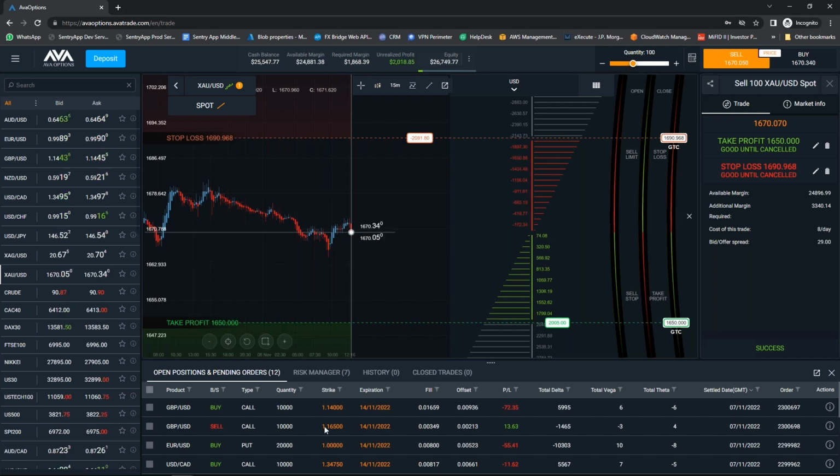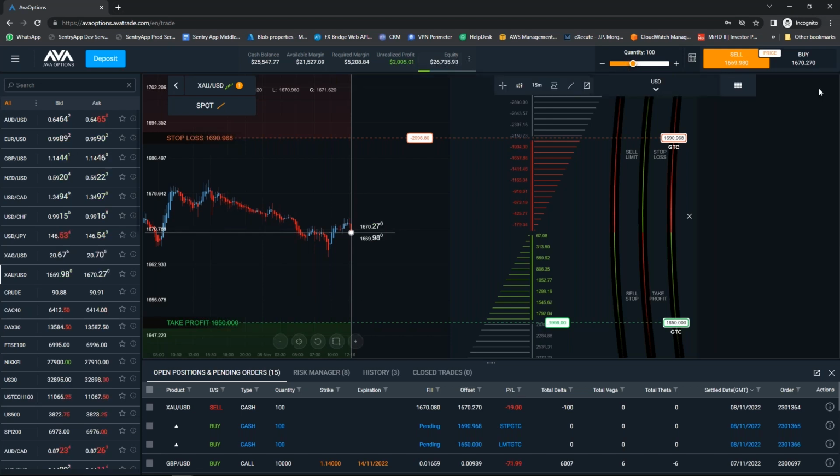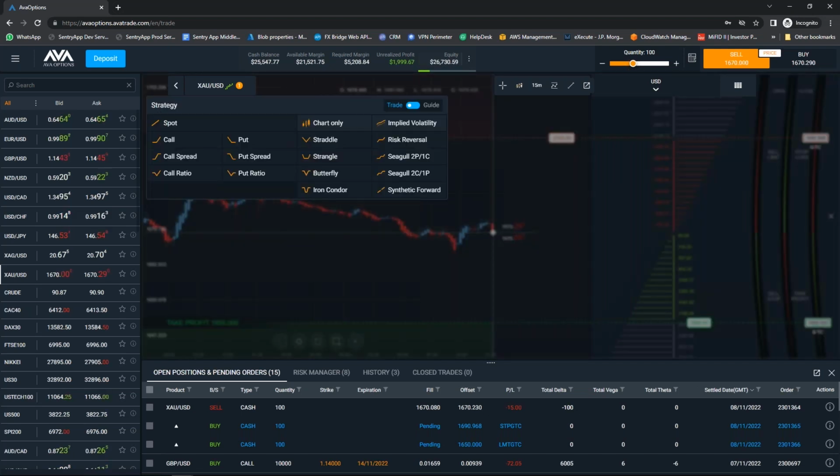Now you'll see it in the bottom of the screen in our open positions. We sold gold at 1670 and we have a stop at 1690 and a limit at 1650. Very simple, easy to use. That's just trading spot. But we're not here to trade just FX, we're also looking at options. So if I click the strategy button here where it says spot, I can now choose option strategies.